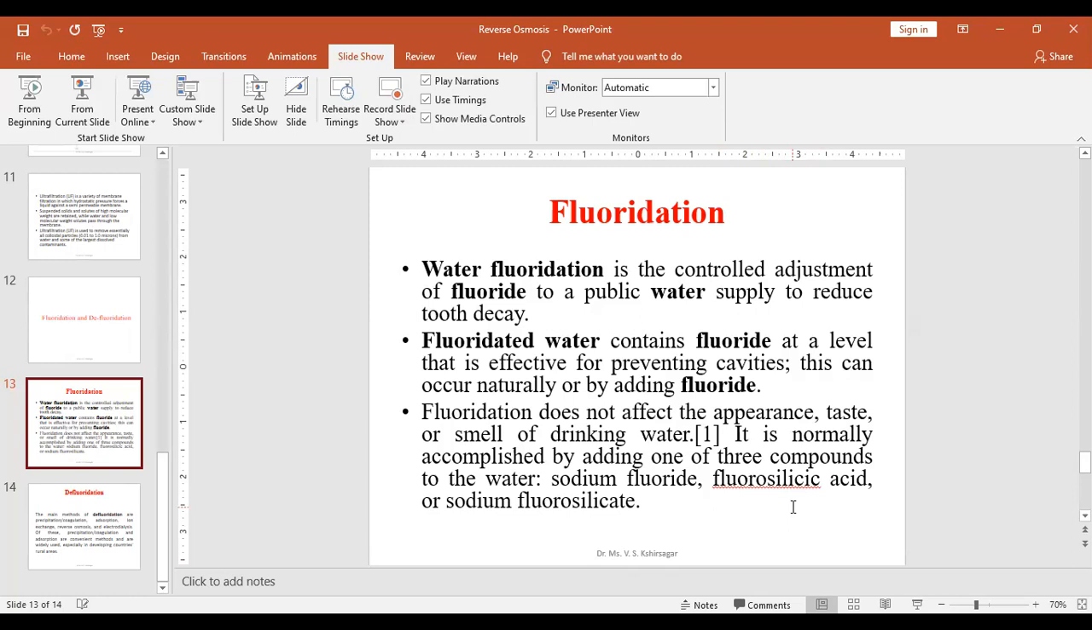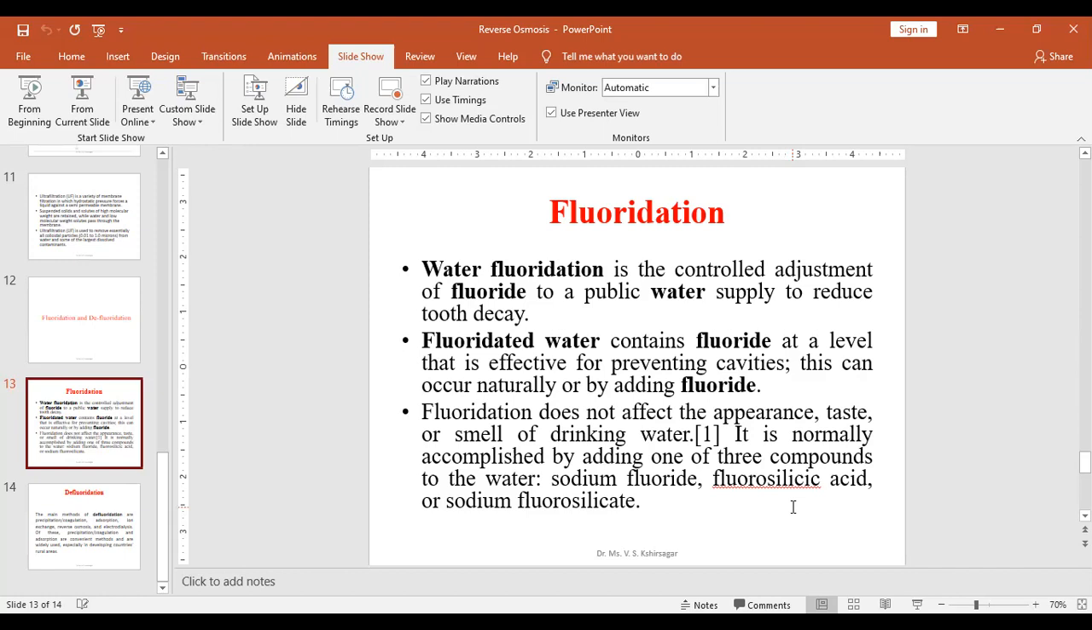How can we go for fluoridation? Many times fluoride is naturally available in water, whether groundwater or surface water, because it is one kind of mineral. But sometimes if there is a small amount of fluoride, in that case we need to add it artificially. And how can we increase that? By adding these three different compounds: sodium fluoride, fluorosilicic acid, or sodium fluorosilicate. These three types of chemicals we can add to increase the fluoride content of particular water.